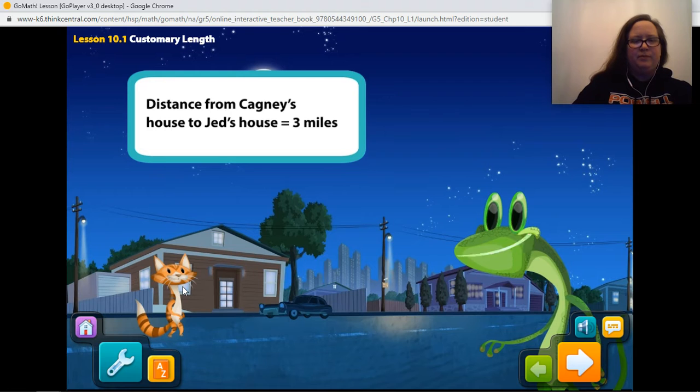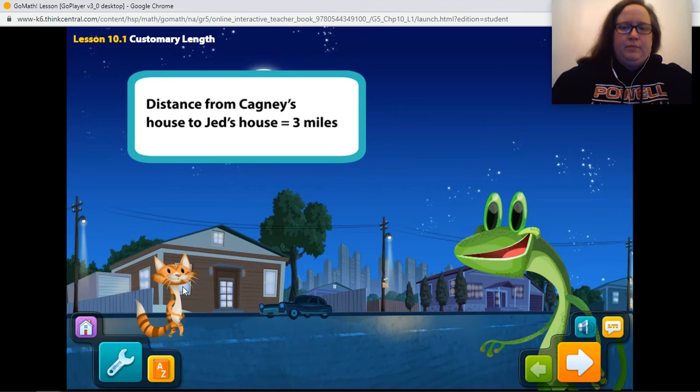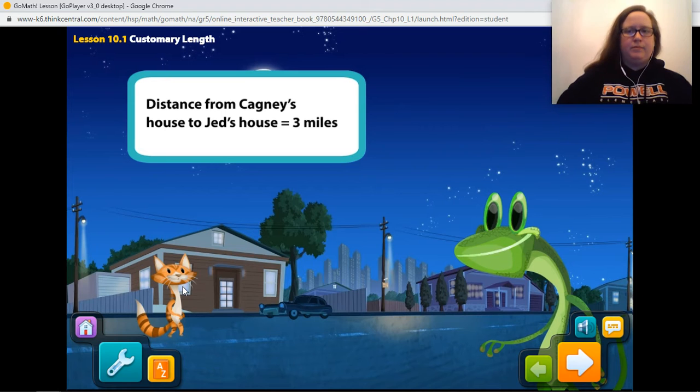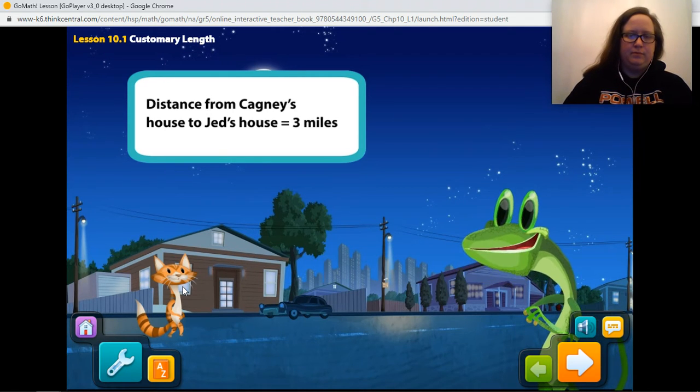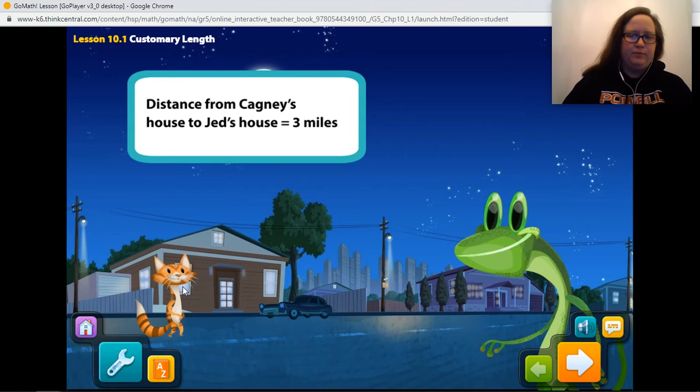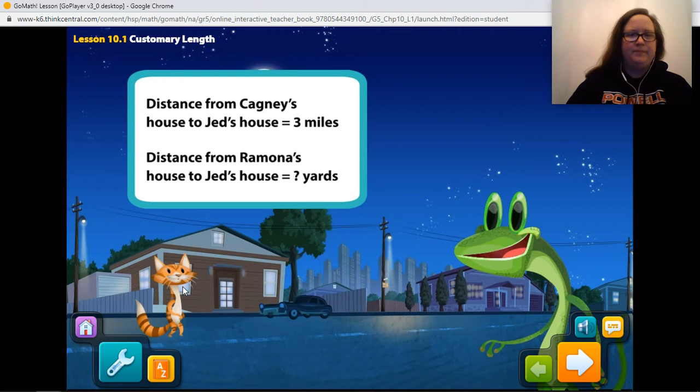Hey, our friend Ramona the raccoon lives in this neighborhood too. But Ramona measures the distance between her house and my house in yards, not miles, because she lives closer to me than Cagney does. You know, I wonder how close Ramona lives to me. Any ideas? Why don't we work this out together? Come on, let's put on our thinking caps and get going.